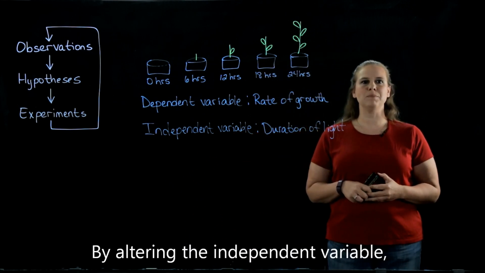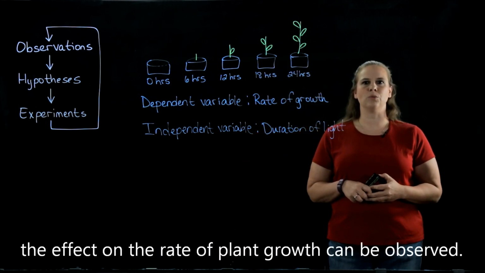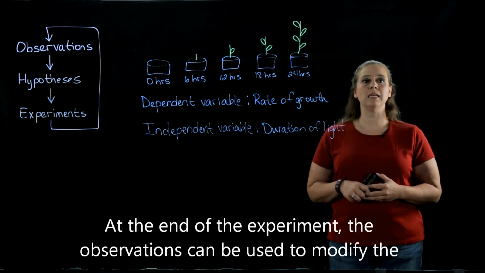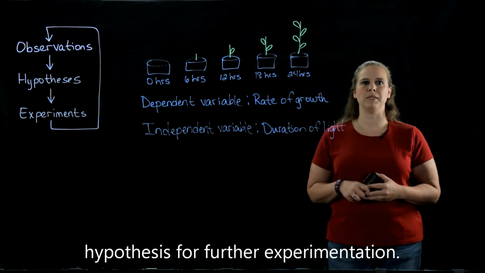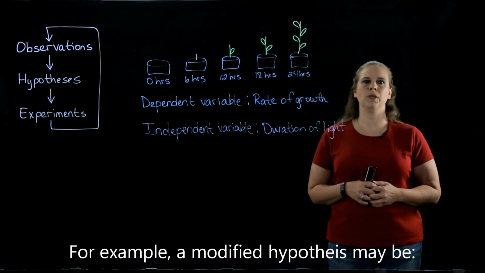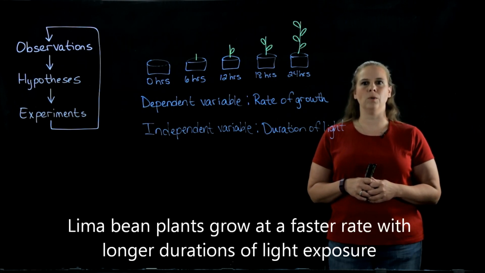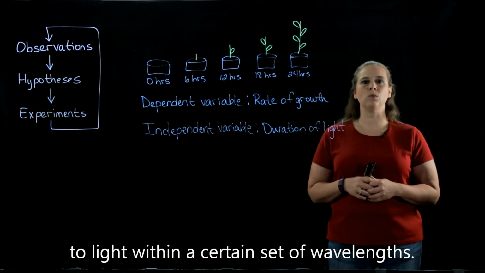By altering the independent variable, the effect on the rate of plant growth can be observed. At the end of the experiment, the observations can be used to modify the hypothesis for further experimentation. For example, a modified hypothesis may be lima bean plants grow at a faster rate with longer durations of light exposure to light within a certain set of wavelengths.